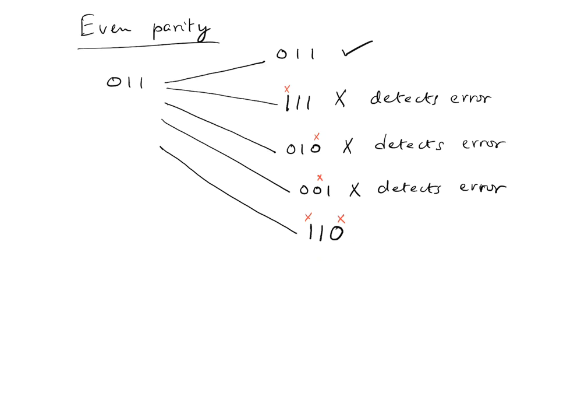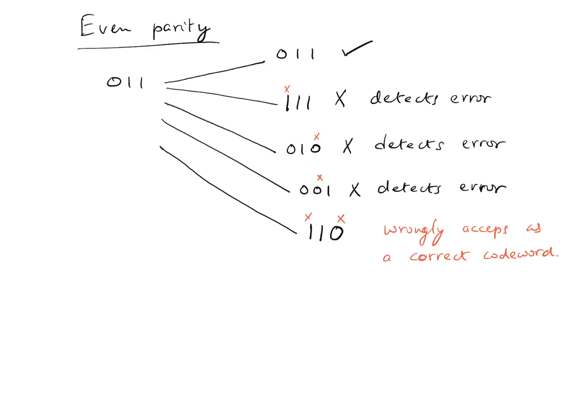So in this particular case, what has happened is that it wrongly accepts it as a correct code word. Okay, so which is an error. So in general, what we say is a single bit parity code can detect one bit error. It cannot detect two bit errors.